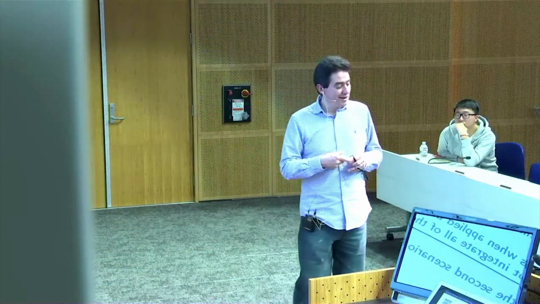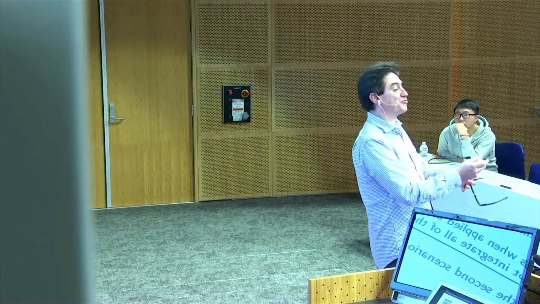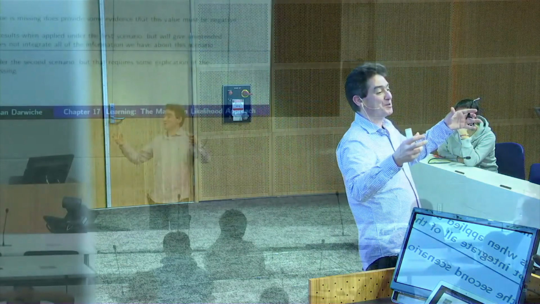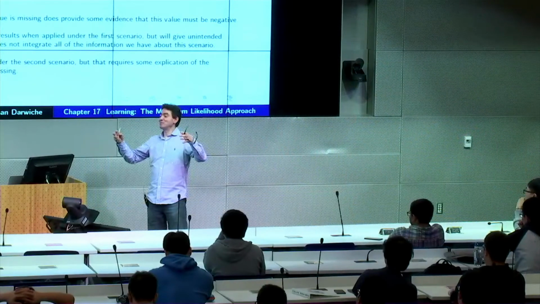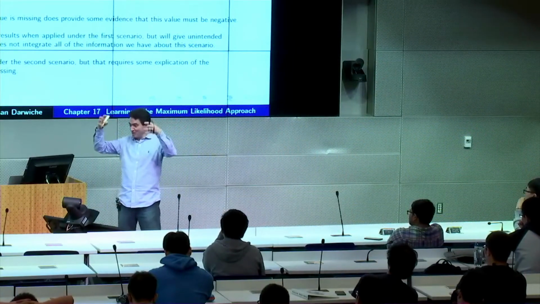You can use the method that I'm going to tell you about to handle the situation, but then you have to augment your model with what we call the data missing mechanism. You have to talk about the causality of missingness by adding more variables and so on.